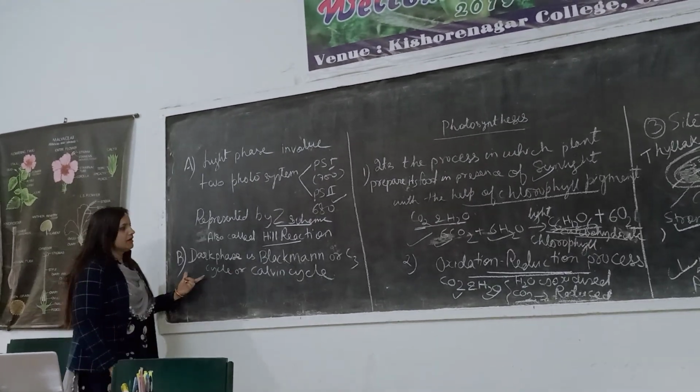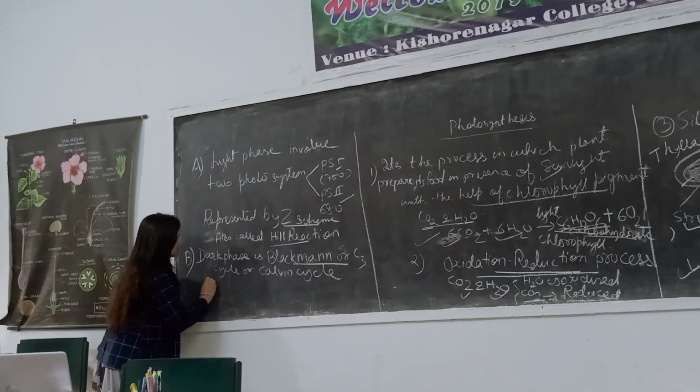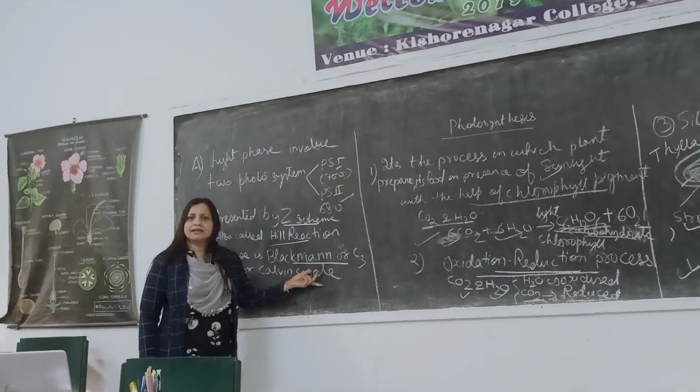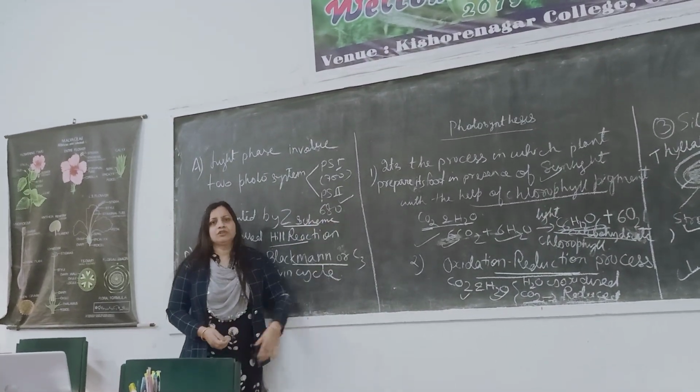And what about the dark phase? It was explained by Blackman. It is also called the C3 cycle, or the Calvin cycle. So this is today's description of photosynthesis.